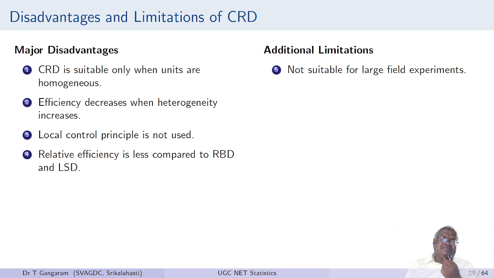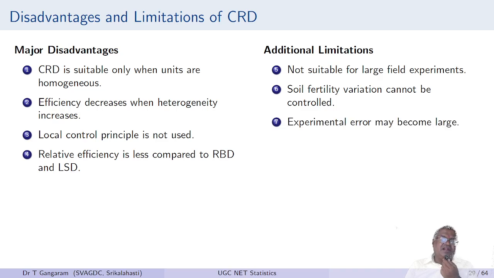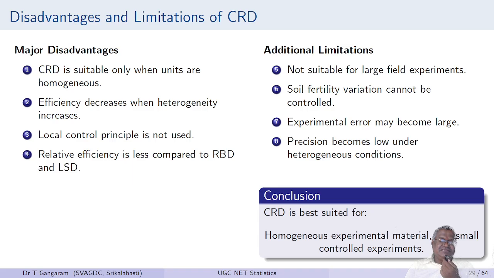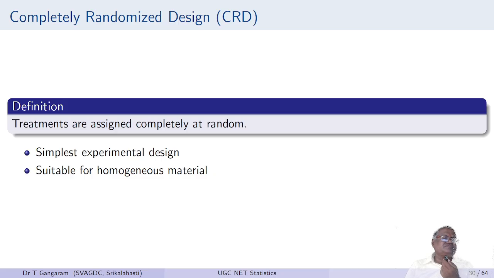Additional limitations: it is not suitable for large field experiments. It is limited to laboratory and greenhouse experiments only. Soil fertility variation cannot be controlled. Experimental error may be large. Precision becomes low under heterogeneous conditions. It is best for homogeneous experimental material and small controlled experiments.